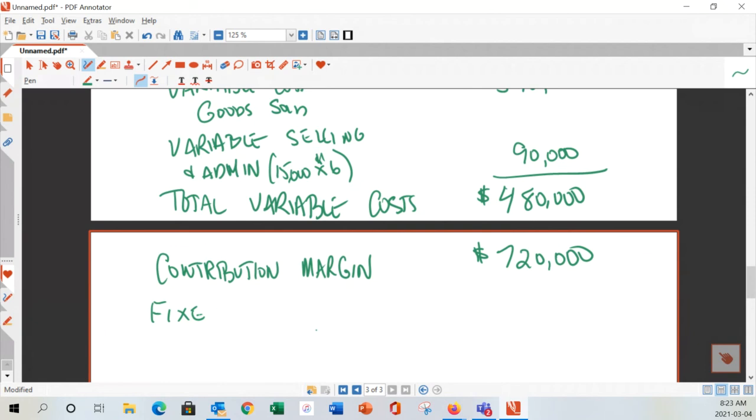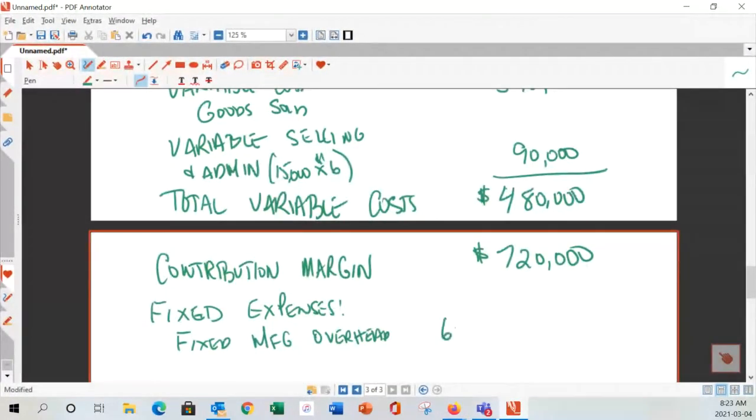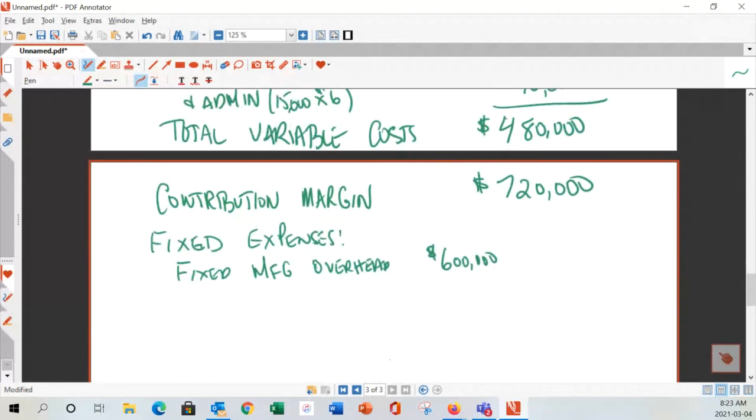Expenses next. And remember, with variable cost or contribution margin format, it's the total manufacturing overhead that's fixed, so fixed manufacturing. Okay, so in total, it was the full 600,000, so that all gets expensed in the current period when we're working with variable costing or contribution format.